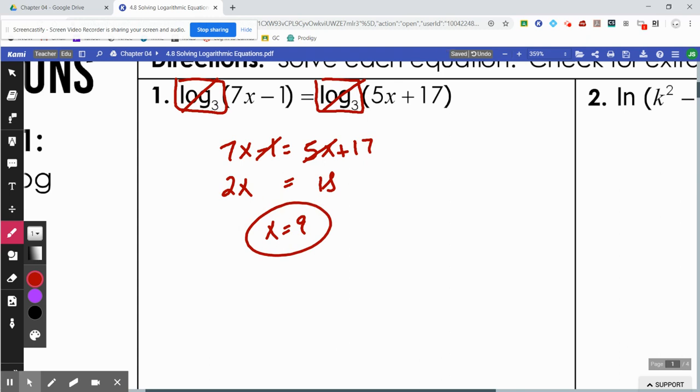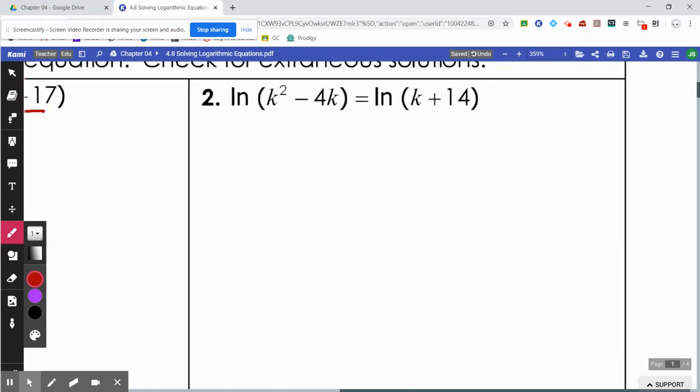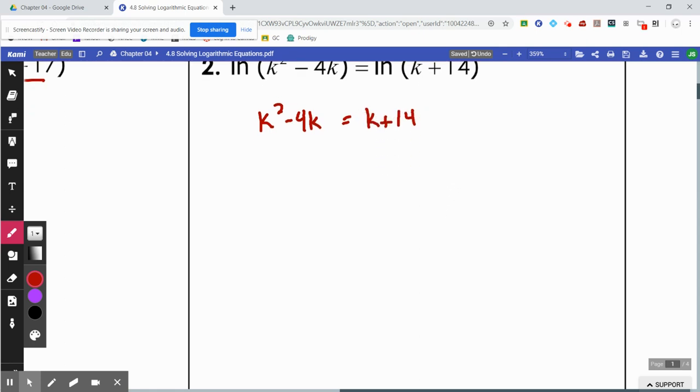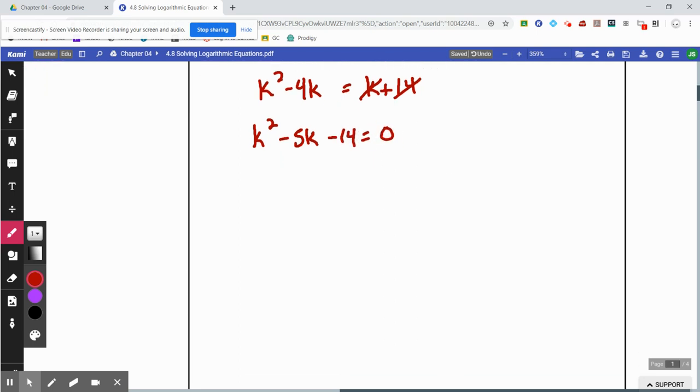Again, checking for extraneous solutions. When you plug that in, just make sure that you don't have the log of 0 or a negative. We're fine there. Here, the natural log of something equals the natural log of something. The only way that could be true is if the arguments are equal. k squared minus 4 would have to equal k plus 14. This is quadratic, so let's move everything to the same side. Subtract your k, gives you a negative 5k, and move plus 14 by subtracting 14, and we moved everything, so equals 0. Two sets of parentheses. k times itself gives you k squared, adds, multiplies is a negative 7 and a positive 2. So k is either 7 or k is a negative 2.